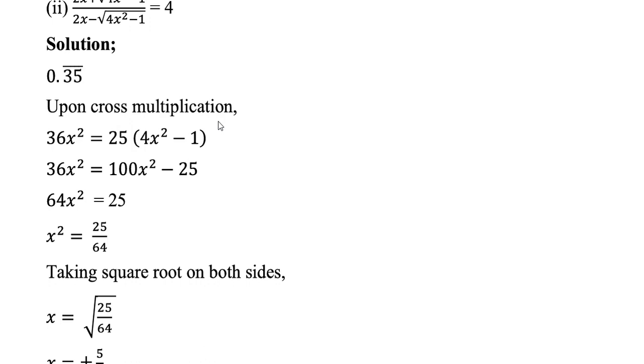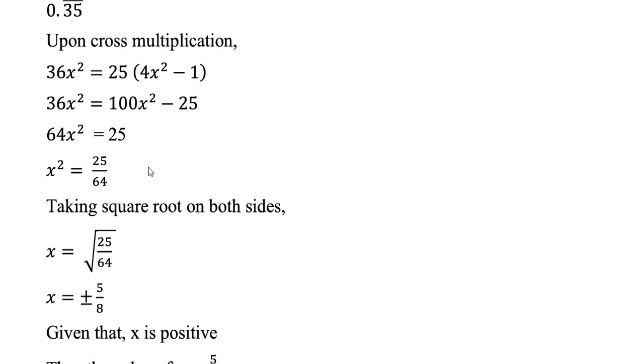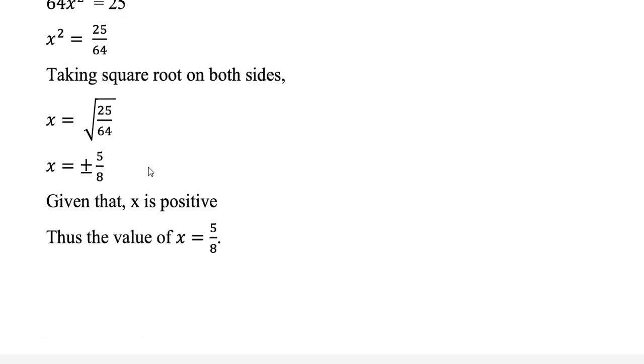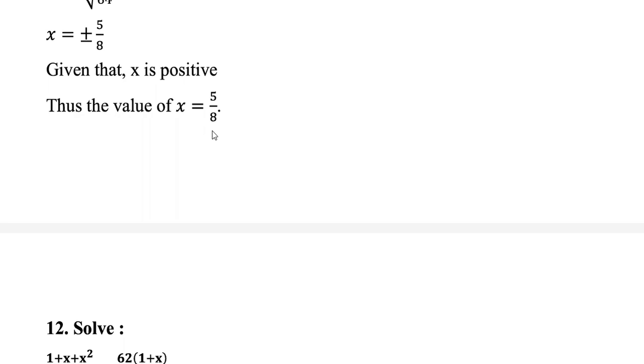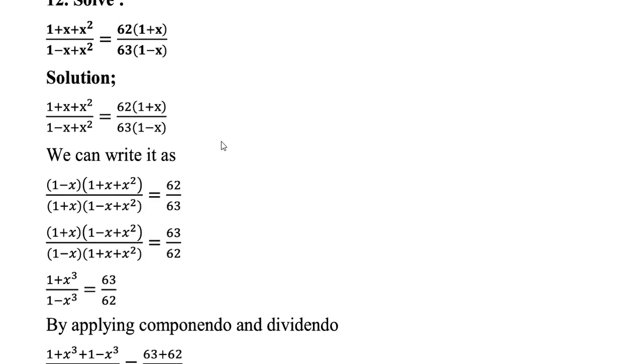After that, you can go for the cross multiplication. Then you will get 36x square is equal to 25 into, just like this. After that, a little bit of simplification. After that, squaring both sides. After that, you will get the value of x equal to 5 by 8. Come to the next problem.